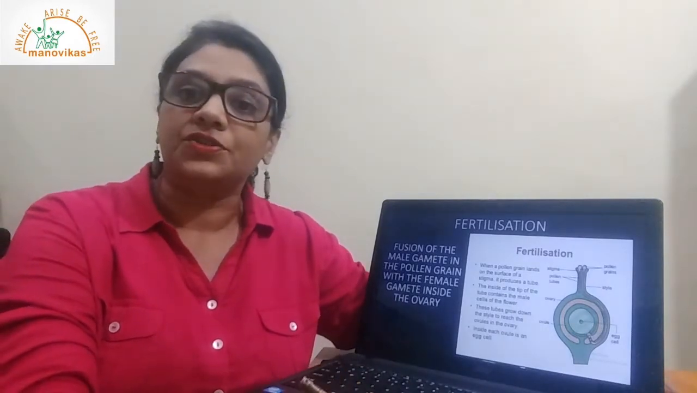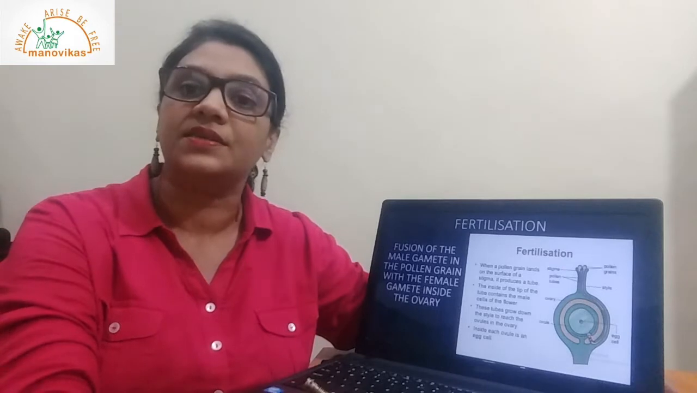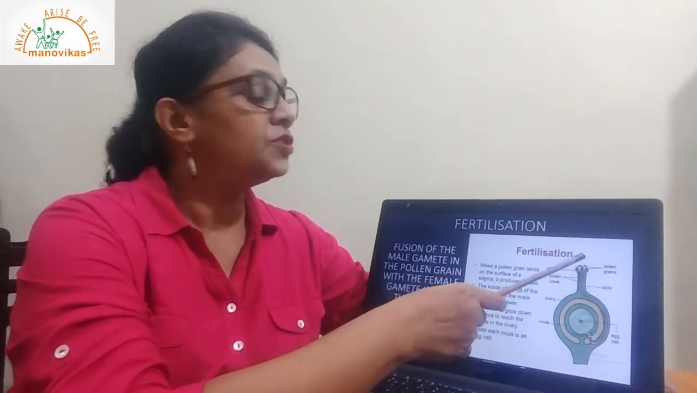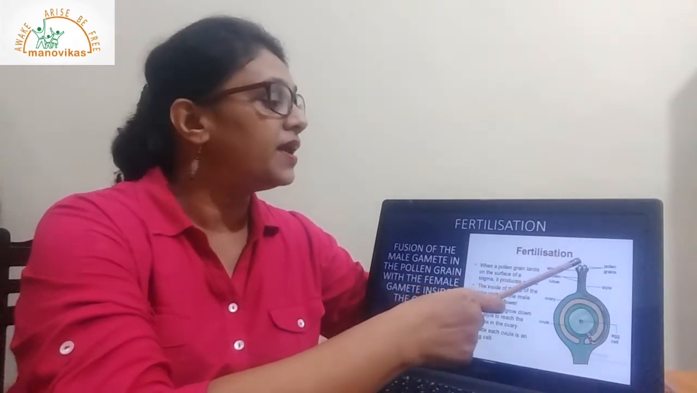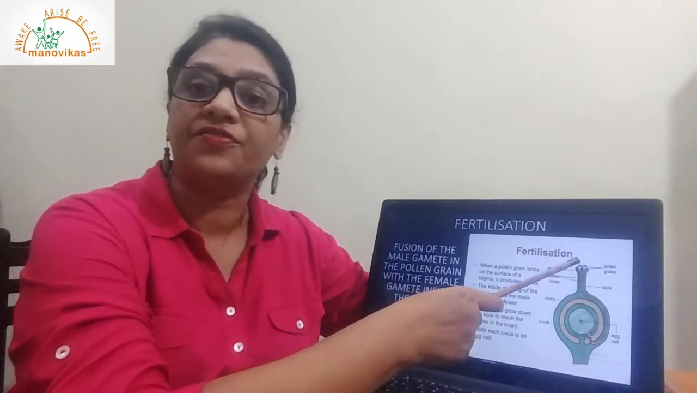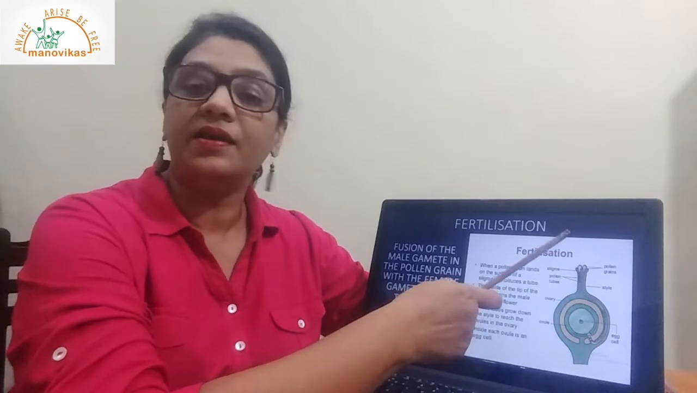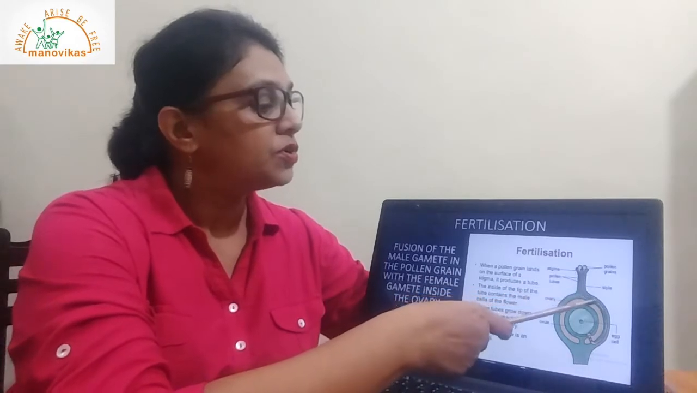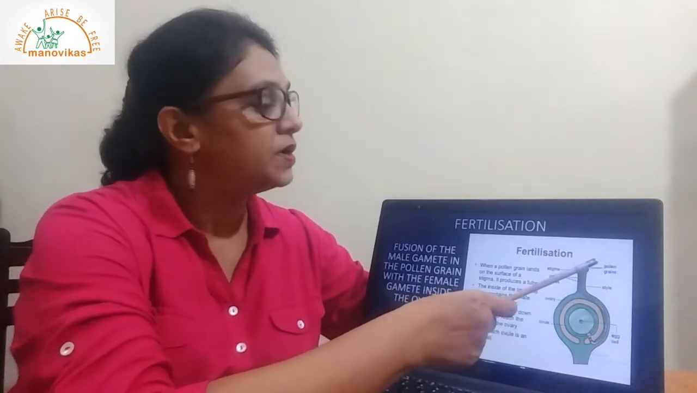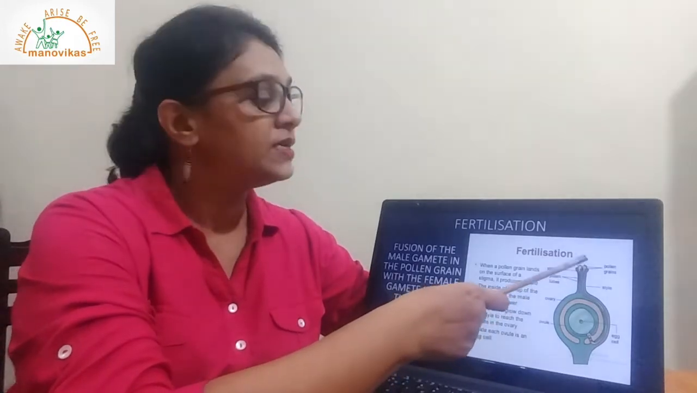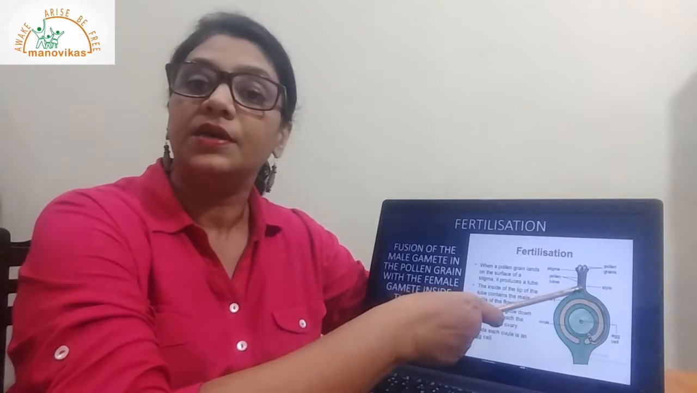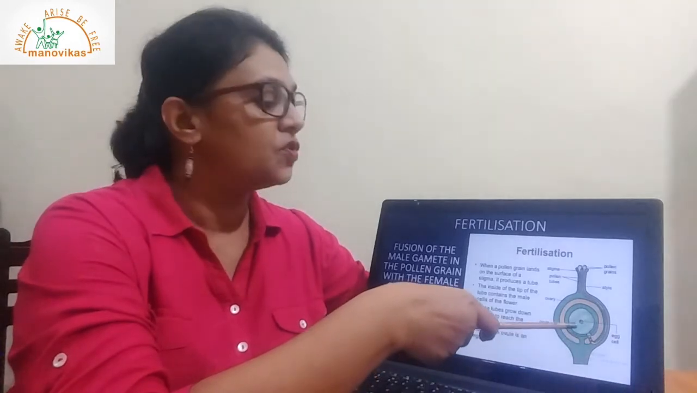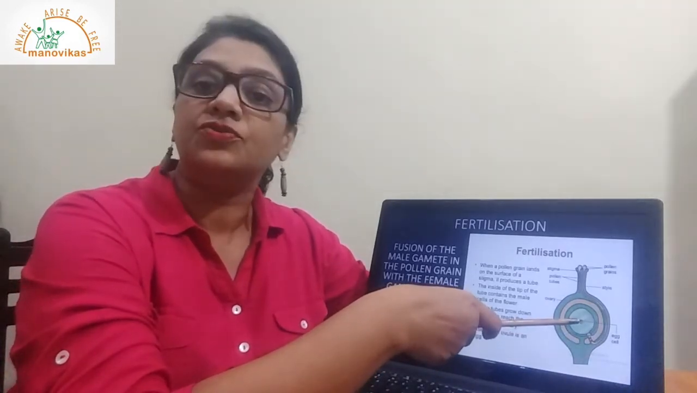Now during pollination, you know that the pollen grains settle on the stigma. So during pollination, the pollen grain lands on the stigma of the flower. Then the pollen grains germinate and grow a tube called the pollen tube. Now the pollen tube grows downward into the style till it reaches the ovary. It enters the ovary and then into the ovule.